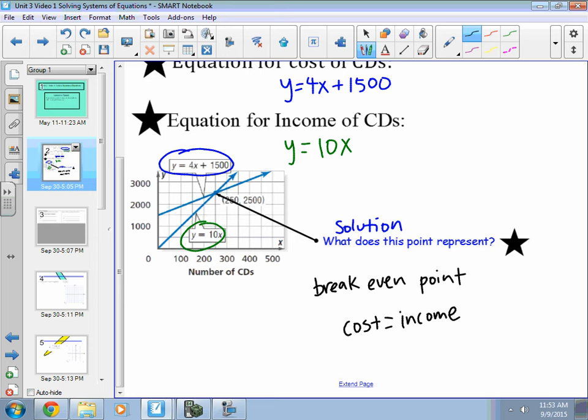So if they were to produce 250 CDs, the cost and the income are both going to be $2,500, meaning the cost equals the income. Any CDs they make over 250, they then should start making profit.